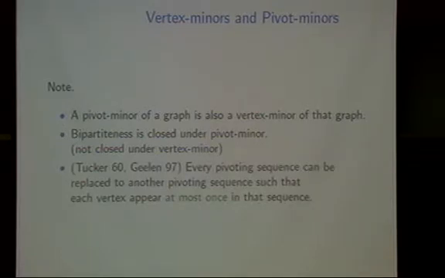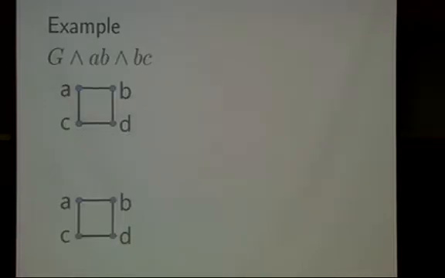And actually, Joonkyung Kim generalized the pivoting on an edge to some operation on matrices, and they have a result such that every pivoting sequence can be changed to another pivoting sequence such that every vertex in the graph appears at most once in the sequence, and the two sequences have the same result. You can change to it. I have an example for this situation.